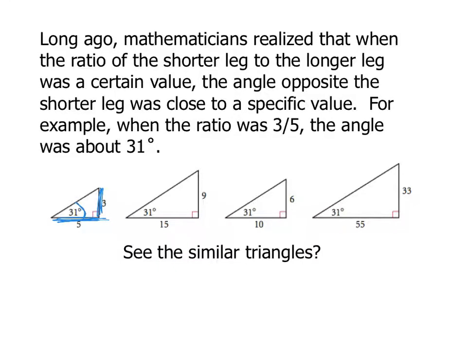So you see these similar triangles? If I multiply those sides by 3, I get 9 and 15. But we know that similar triangles keep the angle measures the same. So here's what mathematicians realized: if they could get the sides in a 3:5 ratio, that 3:5 ratio resulted in a 31-degree angle. So you're thinking, well, why know that?